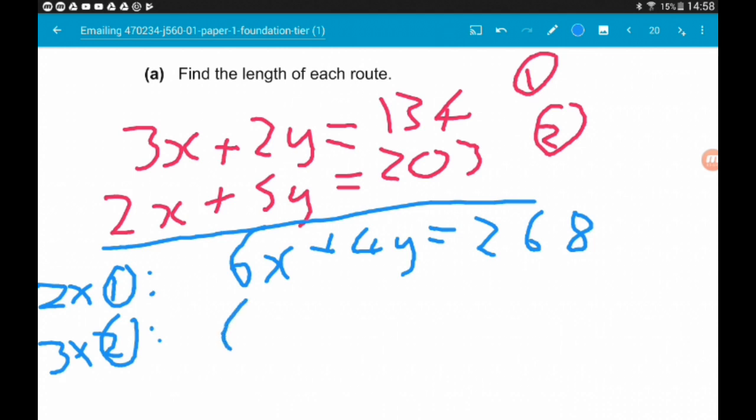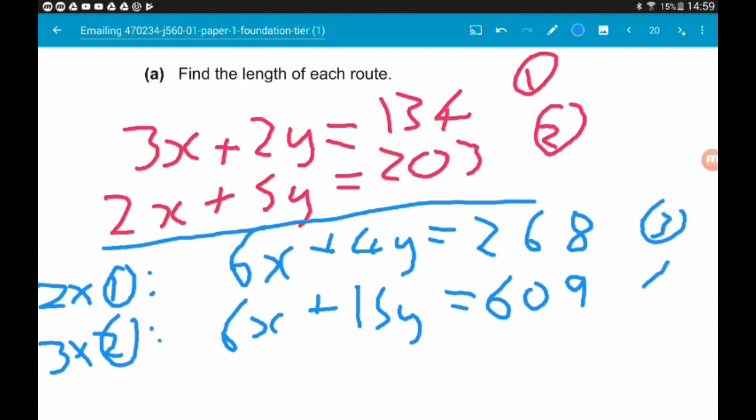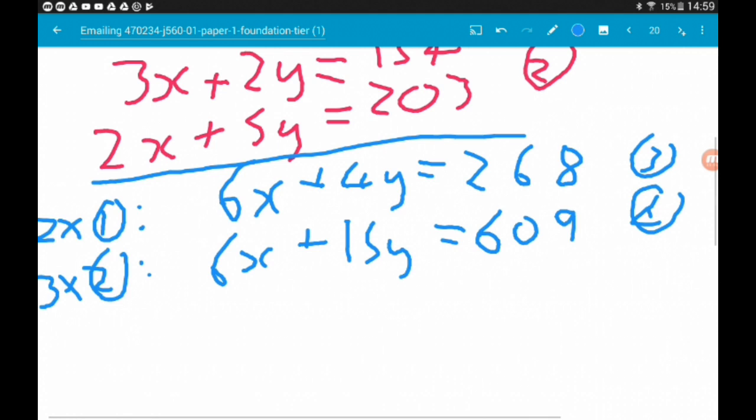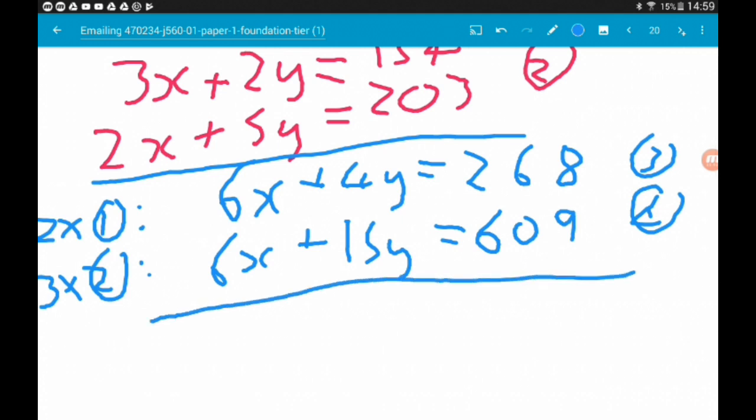And we're going to multiply equation 2 by 3. So that's going to give us 6x add 15y, and that's going to equal 609. Okay, so now we're happy because we've got two equations, 3 and 4, that both have 6x in them. So we can get rid of the 6x by subtracting one equation from the other.